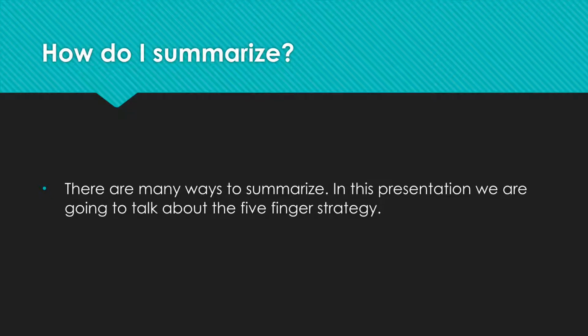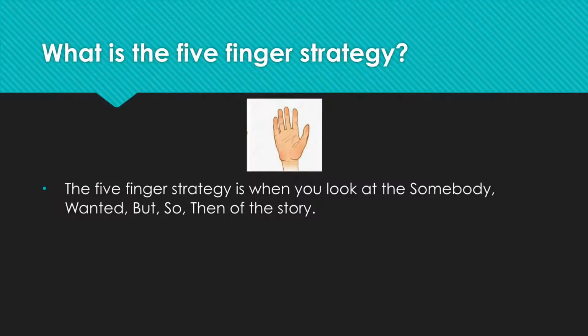There are lots of ways to summarize a story, but in this presentation, we are going to be talking about the 5-finger strategy in order for us to summarize different stories. Now you might be wondering, what exactly is the 5-finger strategy? The 5-finger strategy is when you look at the somebody, wanted, but, so, and then of the story. Throughout the rest of this presentation, we are going to be covering what each of those 5 components mean and how you use them to help you summarize the story.